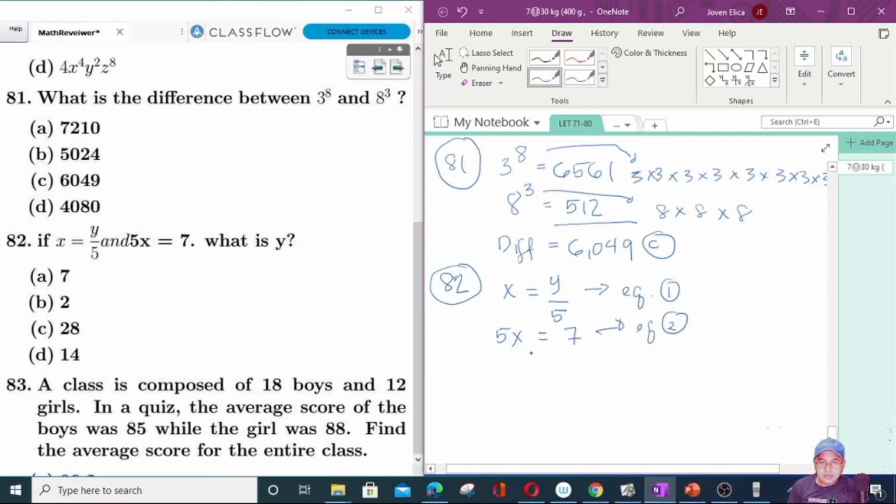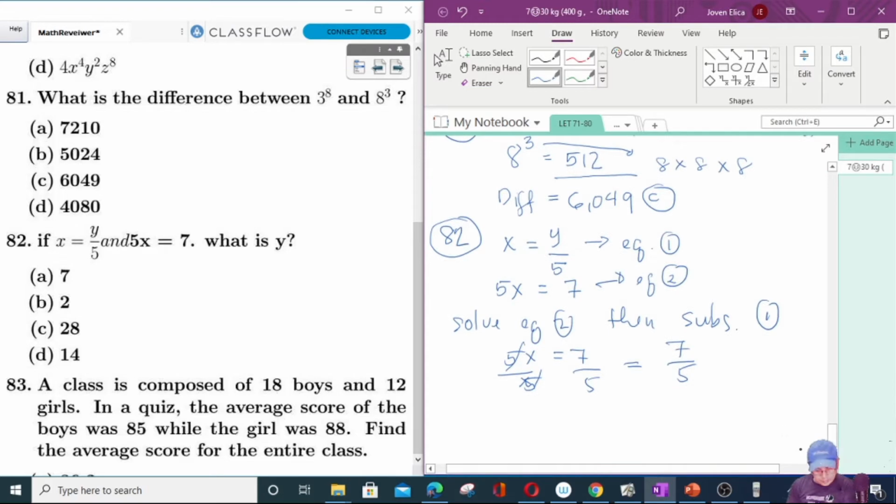So, we are asked to find the value of y. So we can first get the value of x from equation number 2. So solve equation 2, then substitute to equation 1. So from equation number 2, 5x equals 7. Divide both sides by 5. The value of x is equal to 7/5.